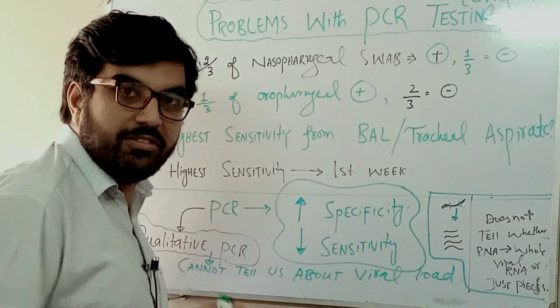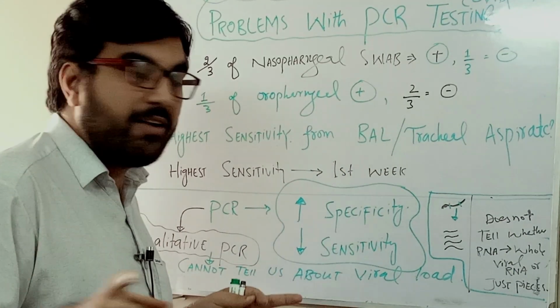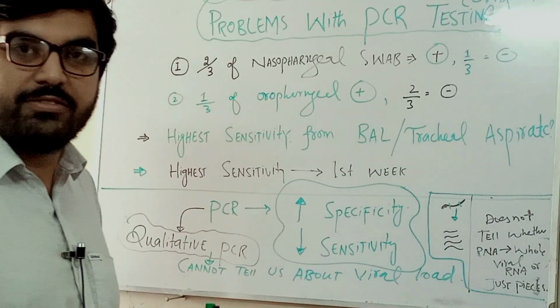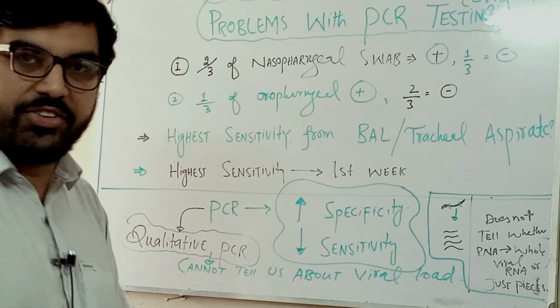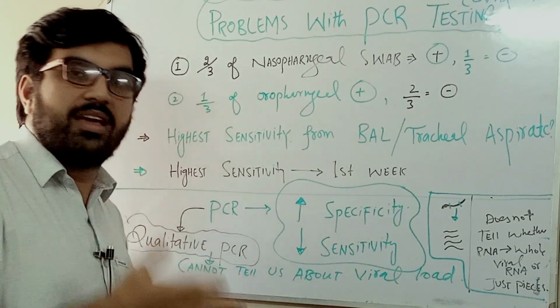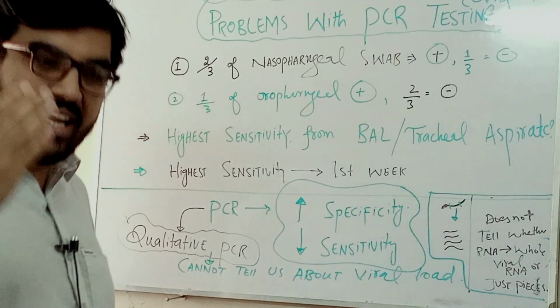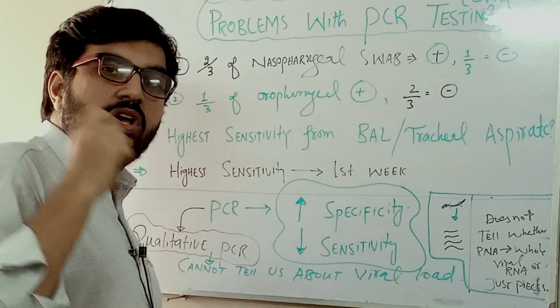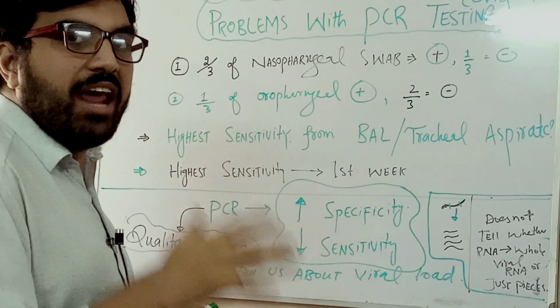But what if it is negative? Negative PCR has low sensitivity. Low sensitivity means if it is negative, it cannot rule out COVID-19 infection. And we have seen a lot of patients, the PCR is negative again and again, but the person is clinically, radiologically, hematologically and biochemically COVID-19 infected.